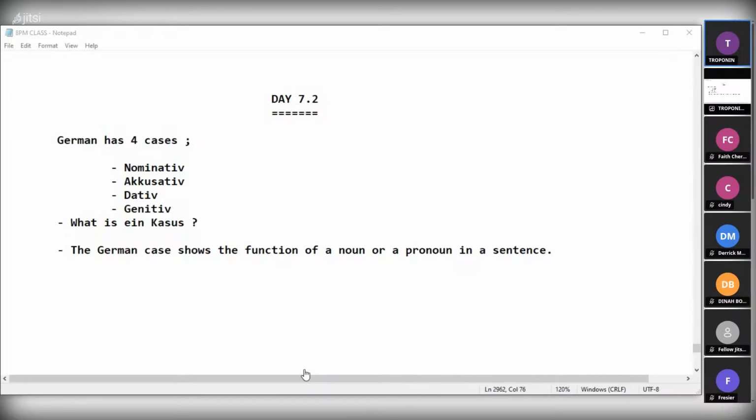So the German case shows the function of a noun or pronoun in a sentence. So we have nominative, we have accusative, we have dative, and we have genitive. 1, 2, 3 for all those 4 cases. So the next point that I want to say, so sorry for the inconvenience. So the next point I can say is this one.